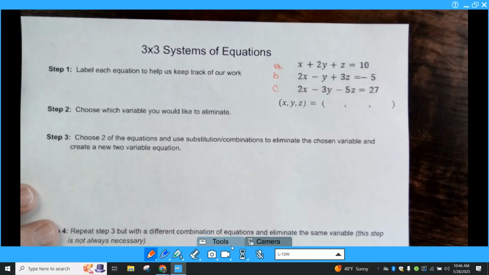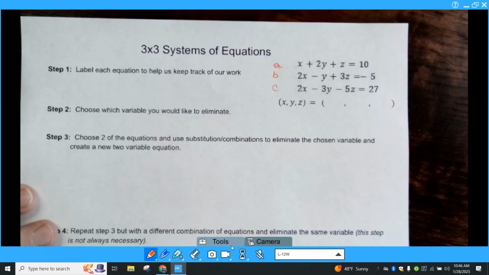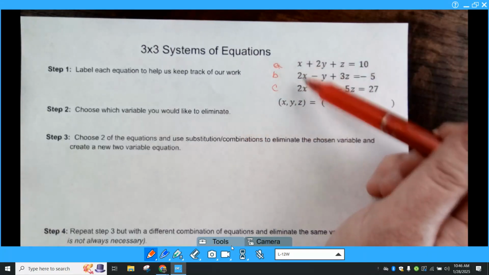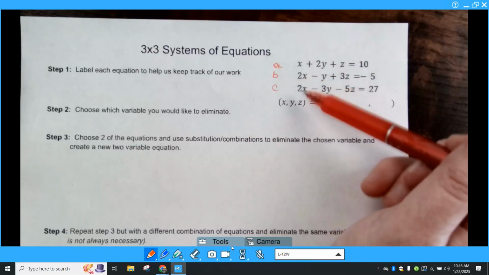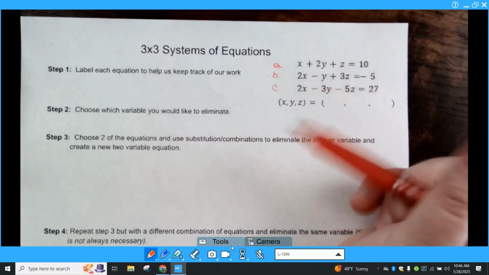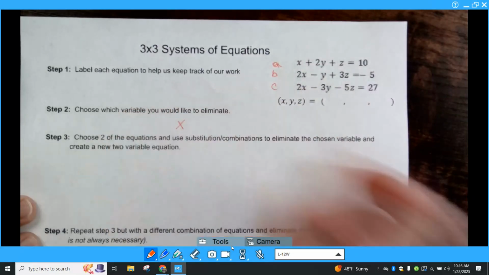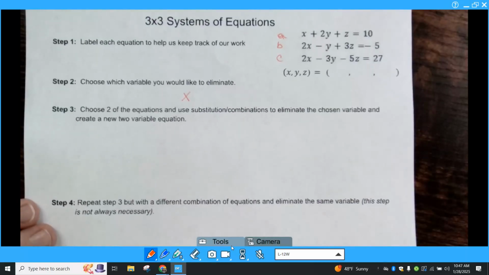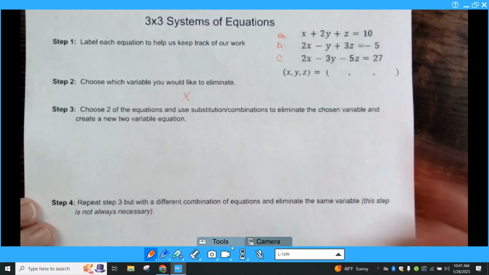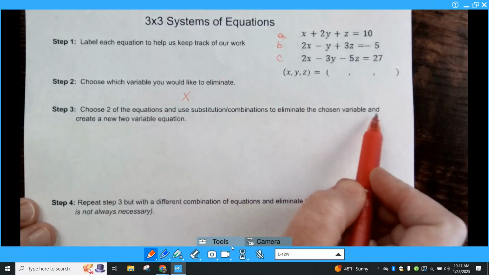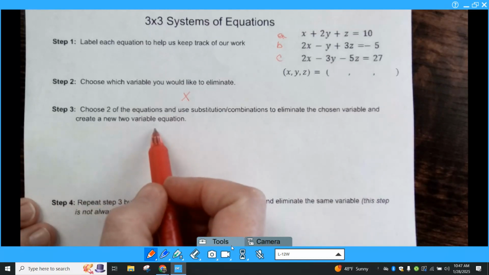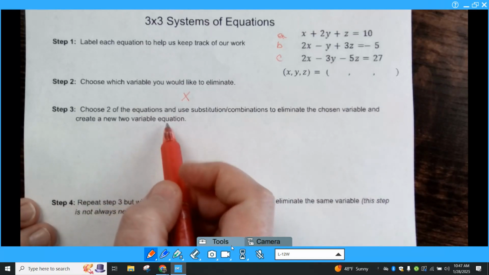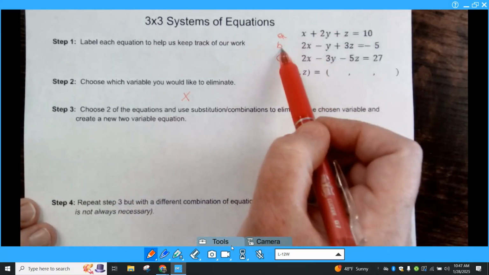And then what we're going to do is you're going to choose which variable you would like to eliminate. So I would study it for a second, see which one looks the easiest to you. I'm going to go with the x's because I like how these are already 2x. They're the same. So I'm going to eliminate x. You could choose any. It just changes your math a little bit. So choose two of the equations and use substitution combinations to eliminate the chosen variable and create a new two-variable equation. So I'm going to start with A and B.